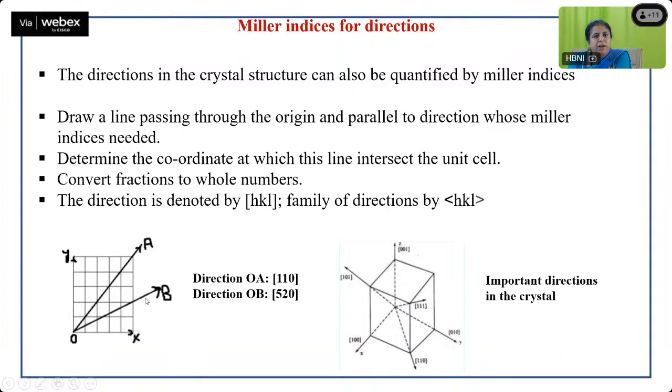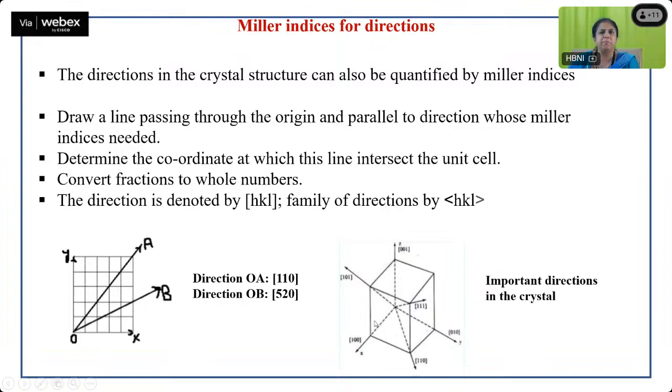Now, suppose I want to find the Miller indices of direction OB. Okay, so again, we see that it passes through the origin. Then what is the intercept it is making on x, y, and z? An intercept of, let's say, 1 on the x-axis and 2 by 5 on the y-axis. Okay, so this is the x-axis, here it is 1 and here it is 2 by 5. So it is basically 1, 2 by 5, 0. Now take the LCM, 5, multiply by 5, and 1, 2 by 5, 0 becomes 5, 2, 0. Okay, so that is how we find the directions in the Miller indices.